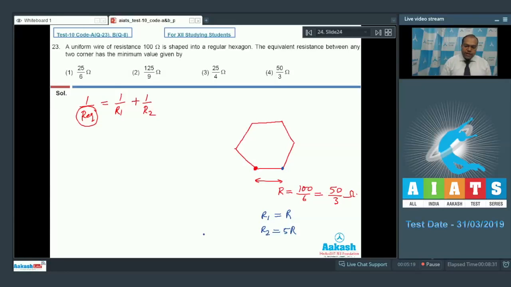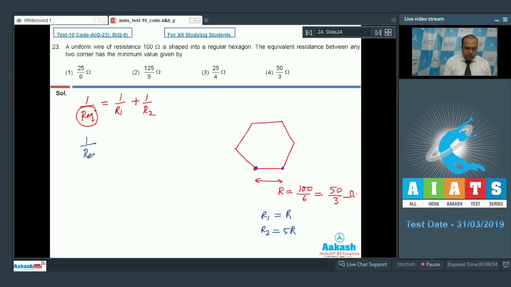So the resistance would be less than R. But if I consider my second point to be at this position or at this position, then R1 value is either 2R or 3R. So in that case, the R equivalent would not be less than capital R. So this is the right situation. I am considering these 2 points as this and this.